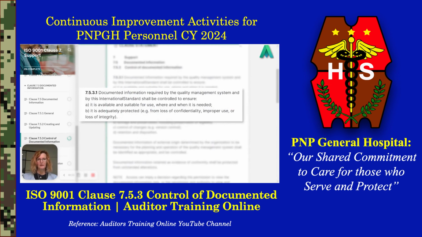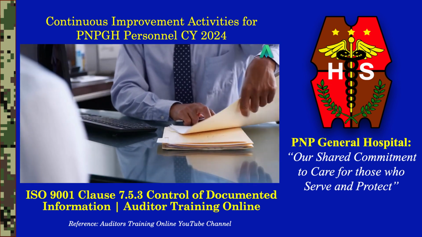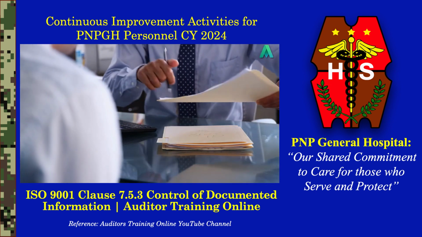7.5.3.1 is telling us that documented information required by the quality management system and by this international standard, so that means by ISO 9001:2015, shall be controlled to ensure A, it is available and suitable for use where and when it is needed. Okay, let's think about that. It is available, suitable for use where and when it is needed.